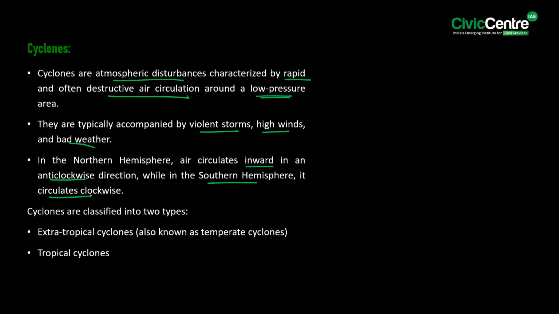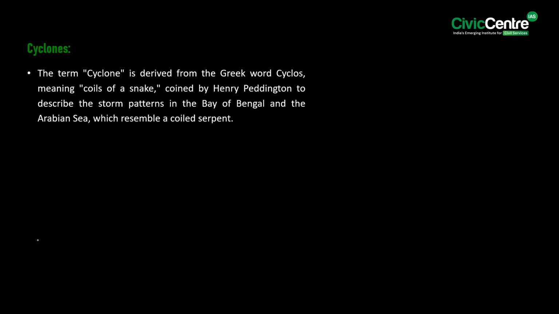Then, cyclones are classified into two types, which are the extratropical cyclones, which we can also call temperate cyclones, and tropical cyclones. Know that the term cyclone is derived from the Greek word cyclos, meaning coils of a snake, coined by Henry Piddington to describe the storm patterns in the Bay of Bengal and the Arabian Sea, which resemble a coiled serpent.